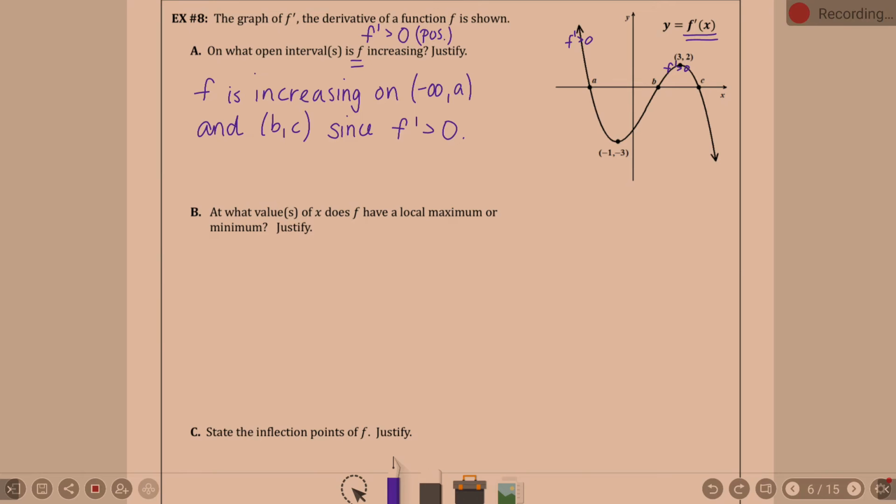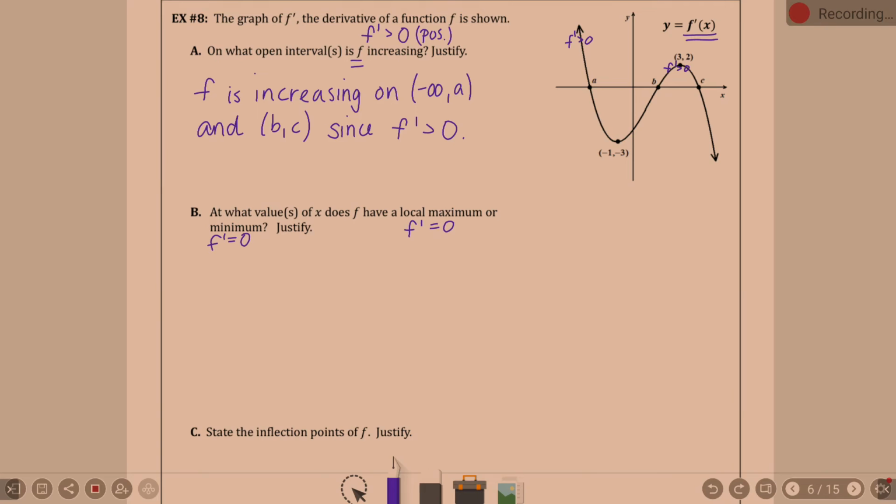At what values of x does f have a local max or a local min? Justify. When do maxes and mins occur? Zeros. The zeros of the first derivative, right? So these happen when the derivative equals 0. That's what my brain is processing. Normally to find my mins and maxes, I take the derivative, set it equal to 0. So those happen when my derivative is equal to 0.